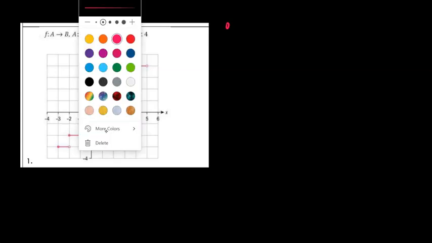So first of all, the way that we determine whether or not something is one-to-one or many-to-one, the best way is to do a horizontal line test right here. And it fails the horizontal line test, HLT, okay.